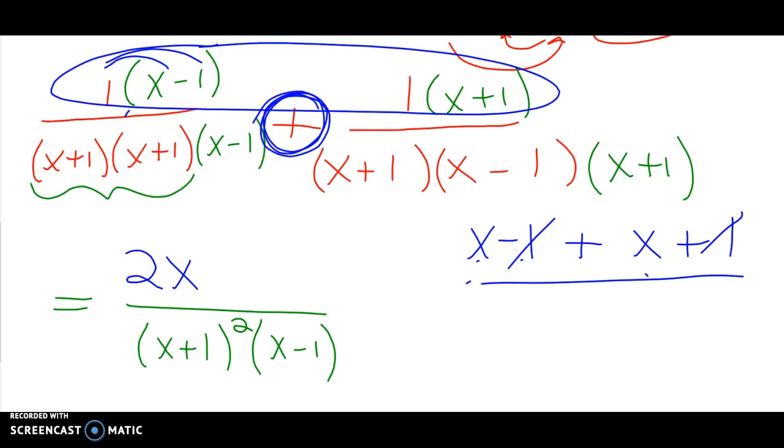And then I'm just combining like terms. So x plus x is 2x, the 1's cancel. And nothing cancels here, right? I don't have a factor on top that's the same as the one on the bottom. So this is actually our answer.